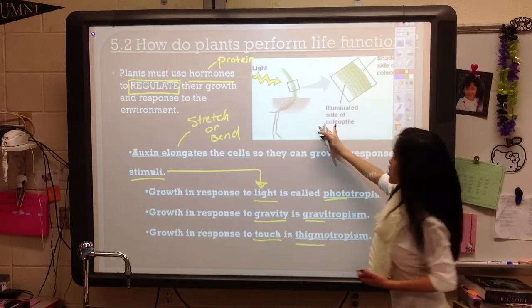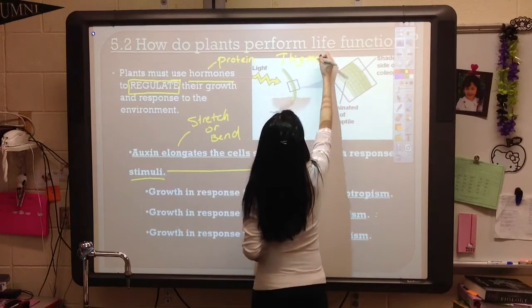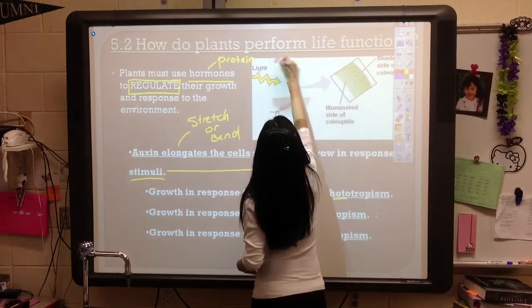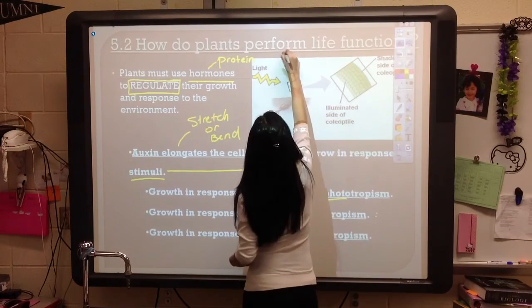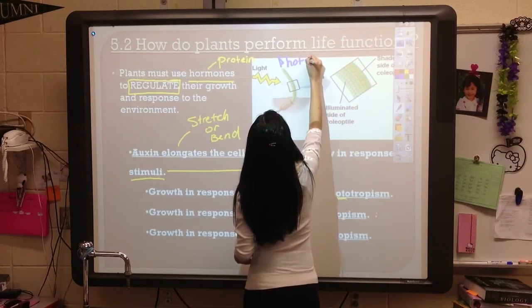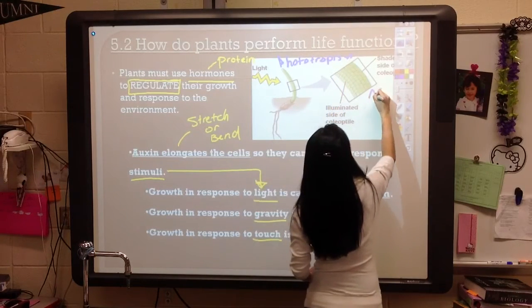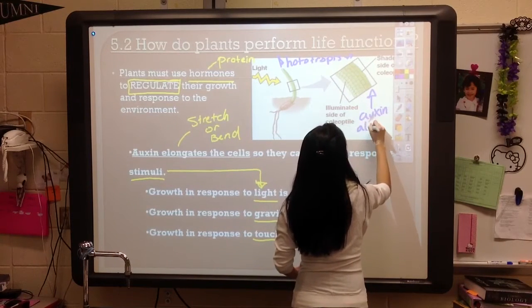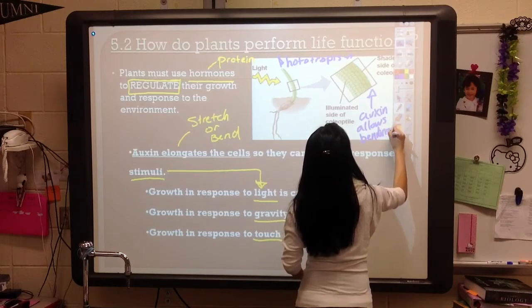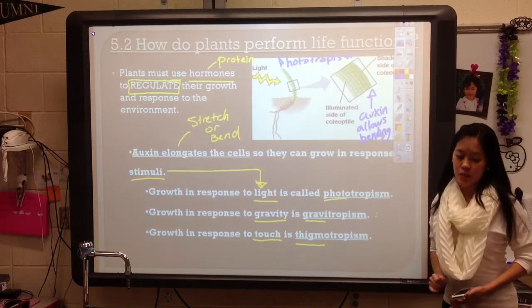So above this picture, let's label this as an example of phototropism, because we are responding to light. Phototropism. And here, auxin allows bending. Okay. Phototropism, and then auxin allows the plant cell to bend.